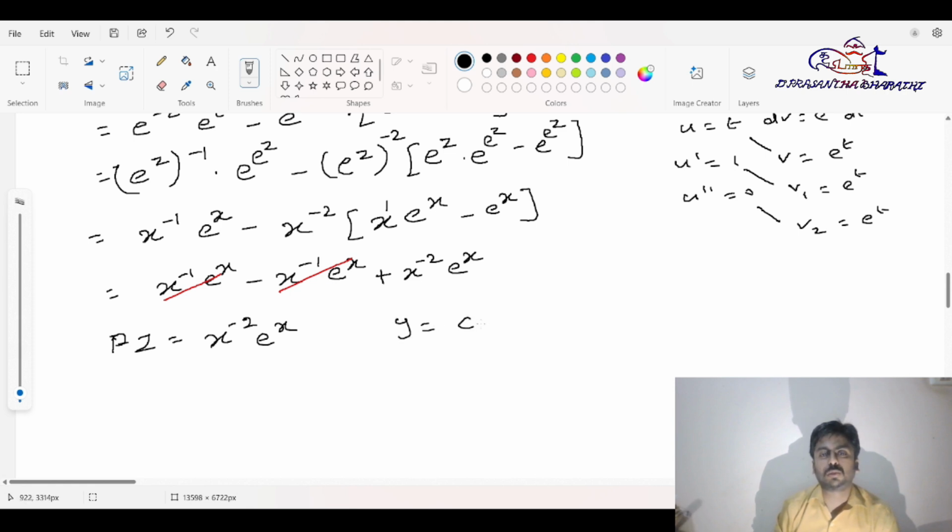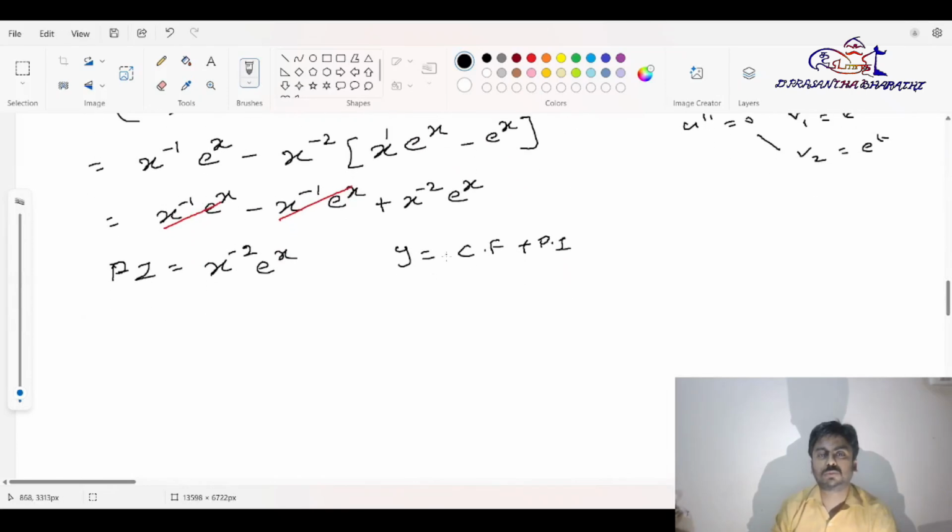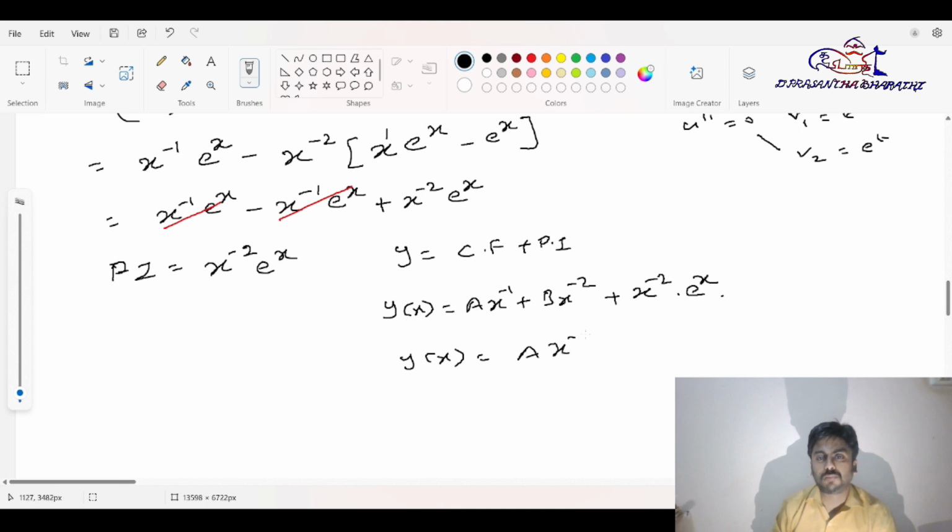So what is the solution? Solution equals CF, the complementary function, plus PI, the particular integral. So CF is a x^(-1) plus b x^(-2). This is y of x, the solution: a x^(-1) plus b x^(-2) plus PI, which is x^(-2) e^x. So y of x equals a x^(-1) plus x^(-2) times (b plus e^x), taking x^(-2) as common. This is the required solution.